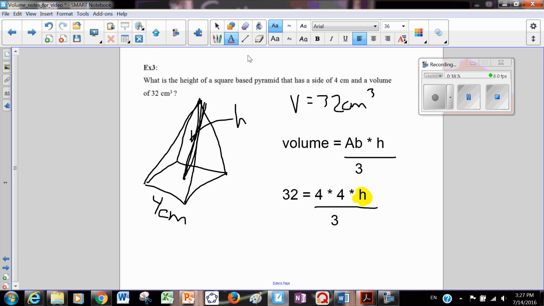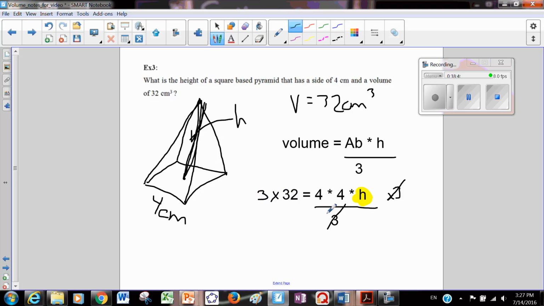Okay, so I'm gonna write, to get rid of divided by 3, we need to do times 3, right? And that's gonna cancel out, so we need to do times 3 on the other side. And here you have 4 times 4. If you want, you can write it like this. That's 16h. And 3 times 32 is 96. So now you have 96 equals 16h.